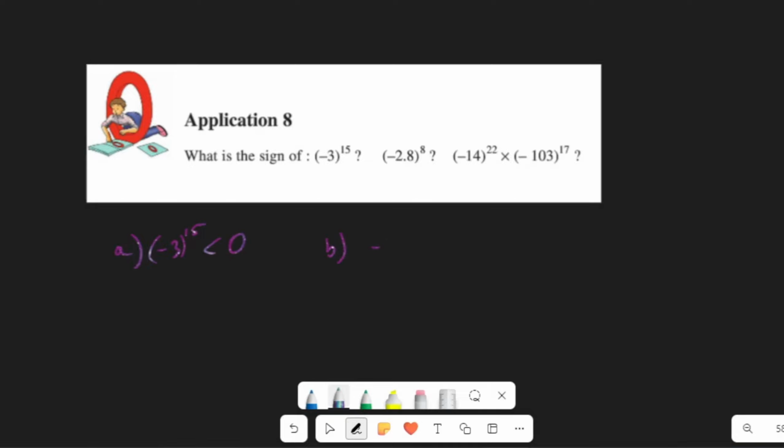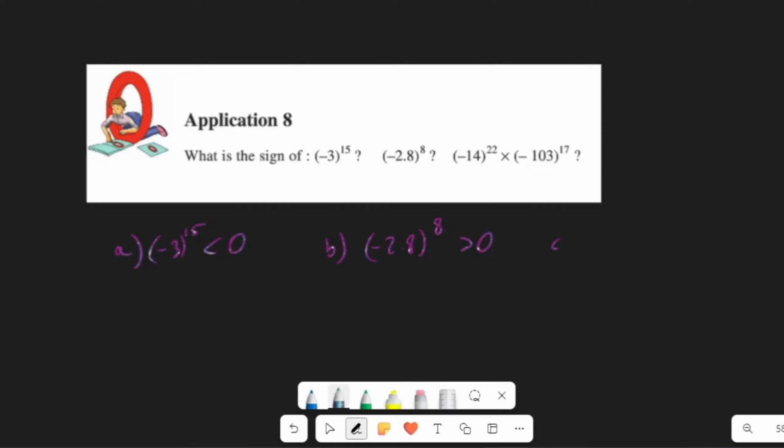B, negative 2.8 to the power of 8. Negative 2.8 is less than 0. Now let's look at the exponent. The exponent is 8. 8 is an even number. Therefore, the number is going to be greater than 0.